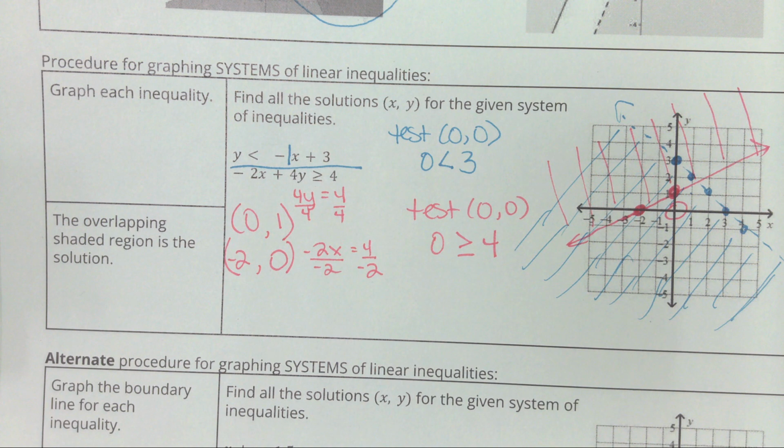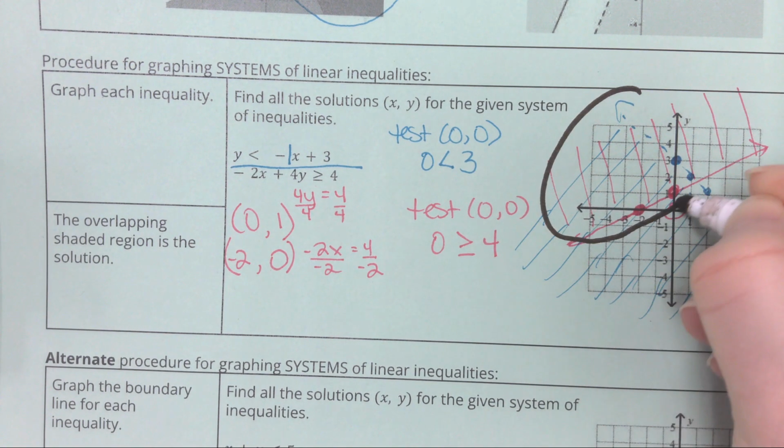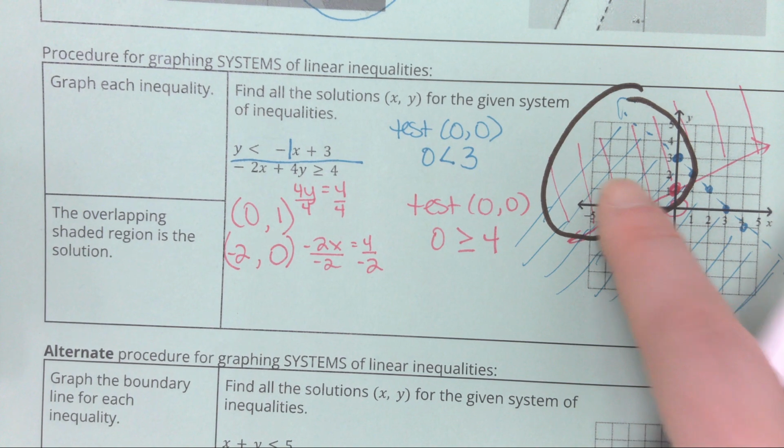Where your shading overlaps, think of this as forming an X. Where that shading overlaps is the solution. So I'm going to go ahead and circle this region right here. Do you see that's where my blue and pink shading overlap? That would be where your solution is.